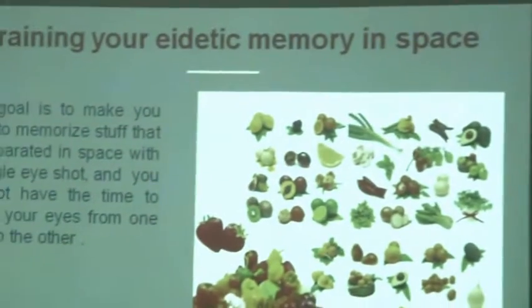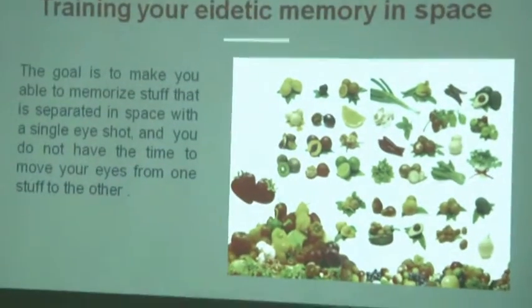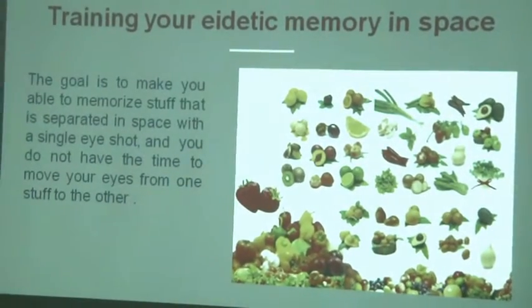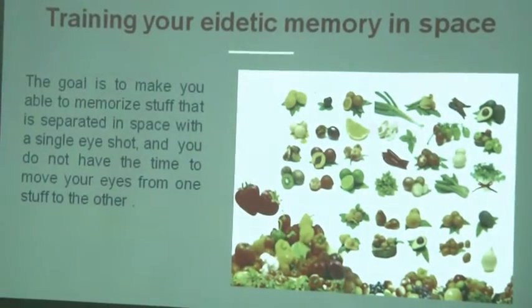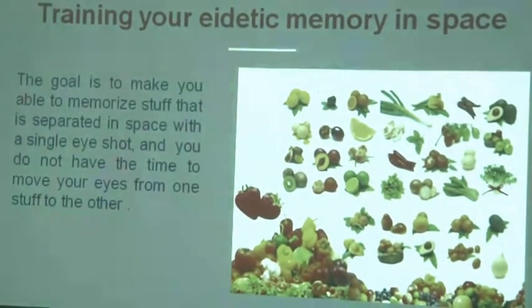For example, the first method is training your eidetic memory in space. The goal is to make you able to memorize things which are separated in space with only one single eye shot, without having time to move your eyes from one point to another.